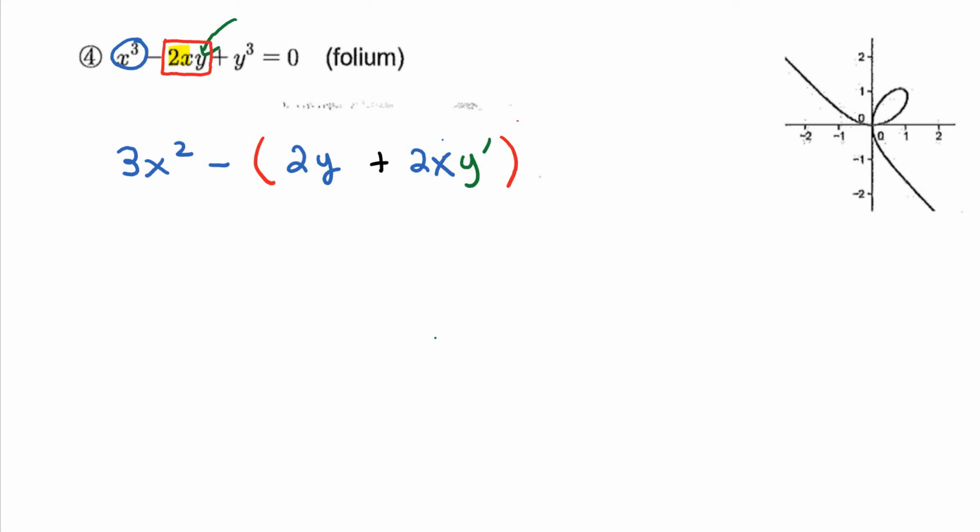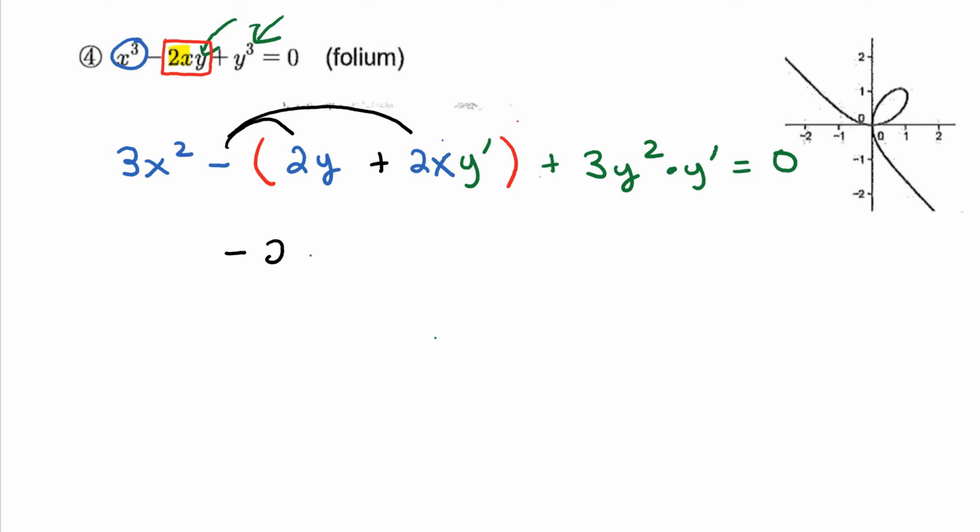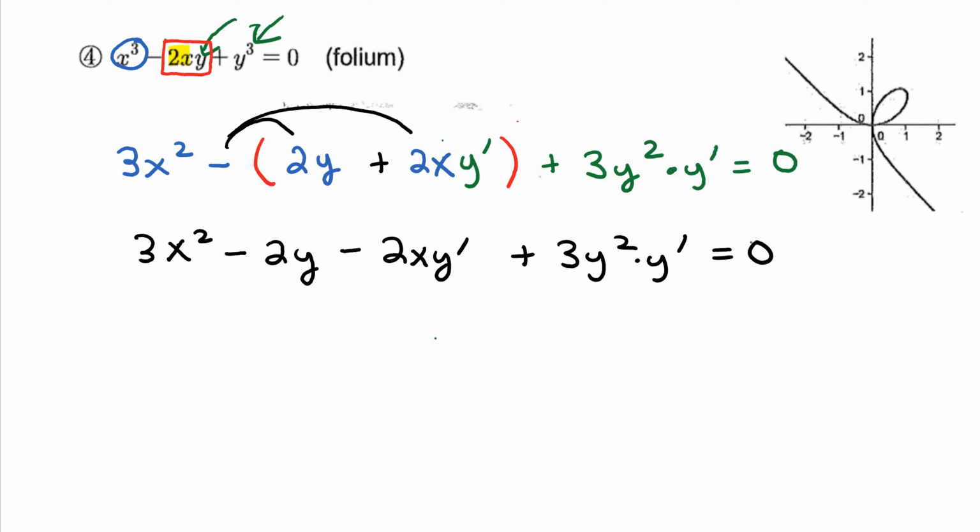I will finish that off with a bracket, and then I need to add the derivative of y cubed, which is going to be 3y squared times, using the chain rule, y prime, equals the derivative of 0, which is now going to be 0 on the right-hand side. So after that, I will now distribute the minus sign into the brackets. So this would be negative 2y minus 2x y prime, and then the 3x squared would remain in front there. And then I would have the plus 3y squared times y prime equals 0 to finish off the line.